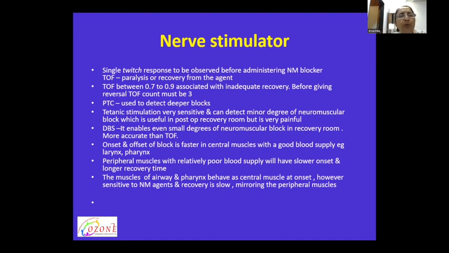A train of 4 ratio between 0.7 and 0.9 is associated with inadequate recovery. Before giving reversal, the train of 4 count must be 3. Unless we see 3 counts, reversal should not be tried at all.